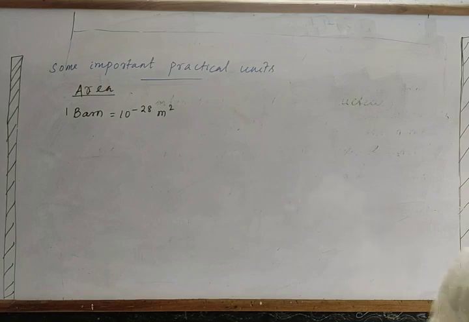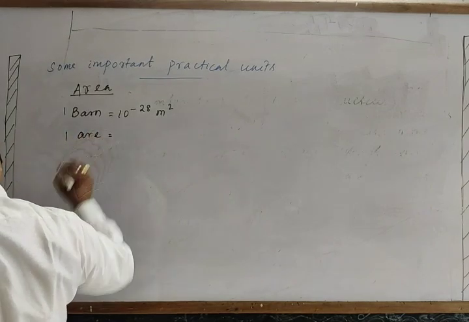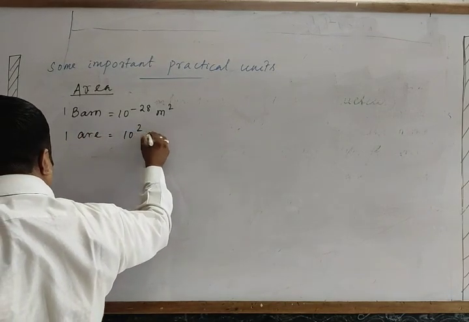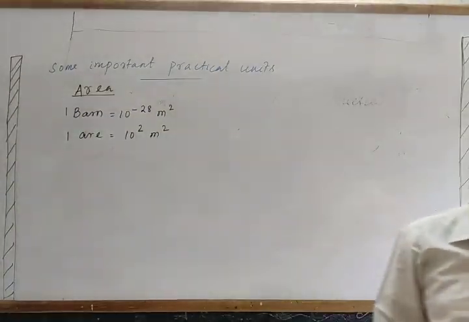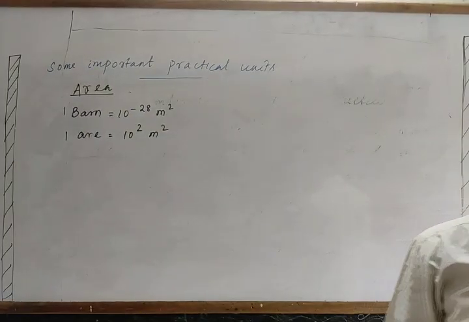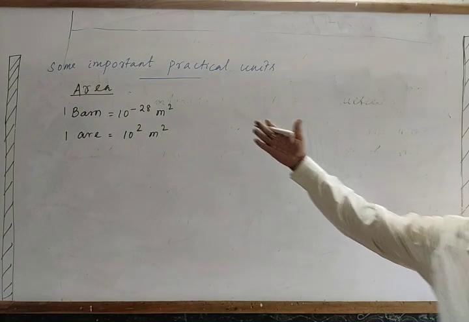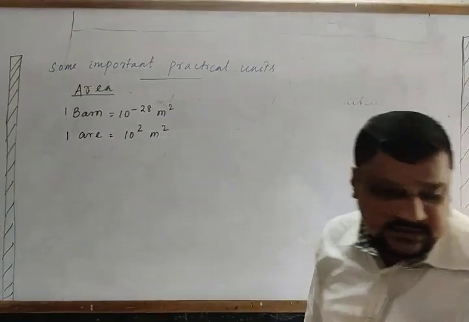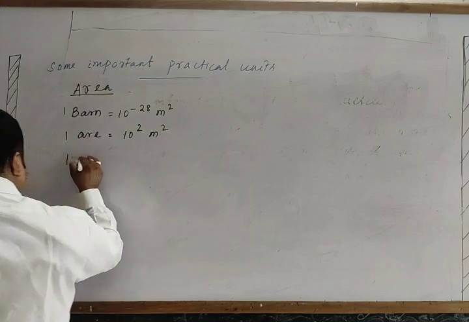Then another one is the are. 1 are is 10 to the power 2 meter square. In place of 10 to the power 2 meter square, we are using the are. Then another one, very common to all of you, for measuring large areas, we are using the acre. 1 acre.